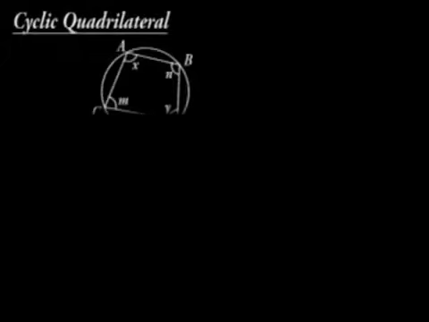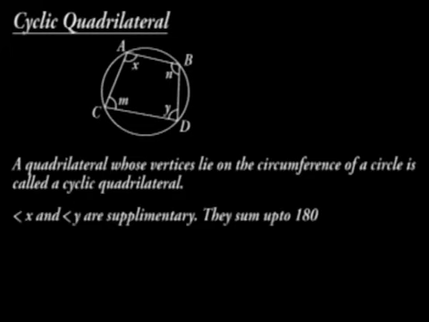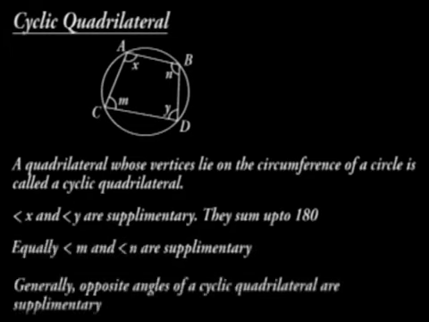Cyclic quadrilateral. A cyclic quadrilateral is a quadrilateral whose vertices lie on the circumference of a circle. Angles X and Y are supplementary. They sum up to 180. Equally, angles M and N are supplementary. Generally, opposite angles of a cyclic quadrilateral are supplementary.